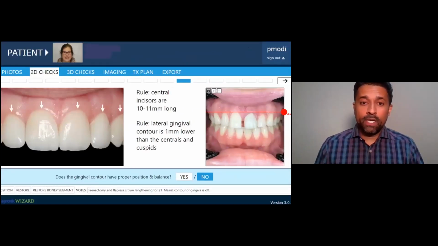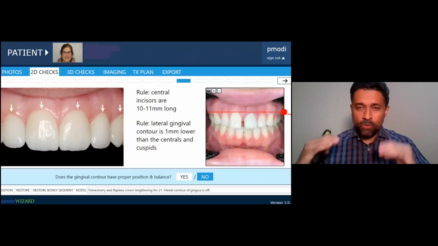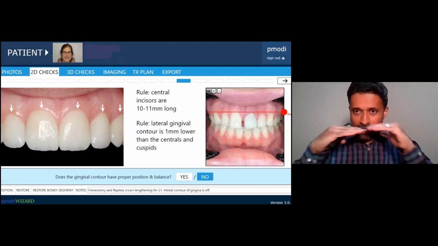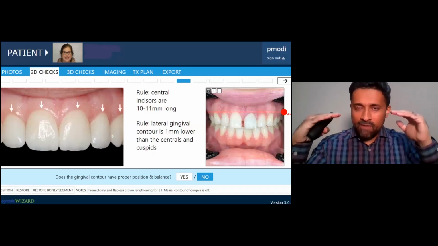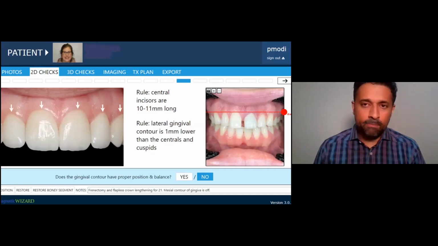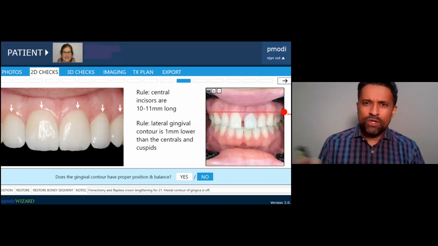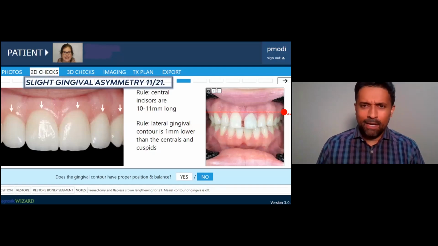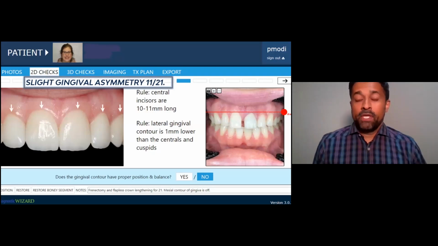Now we're looking at her gingival symmetry. We want the canines and centrals to be on the same level. Laterals are okay if they're slightly incisal to the gingiva, but they can also be at the same level. You can see there's a slight discrepancy between the 1-1 and 2-1, the 8 and 9. The 2-1 gingiva is slightly incisal to the 1-1, but in my opinion, it was very minor.